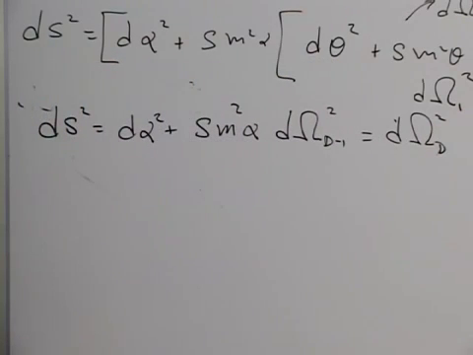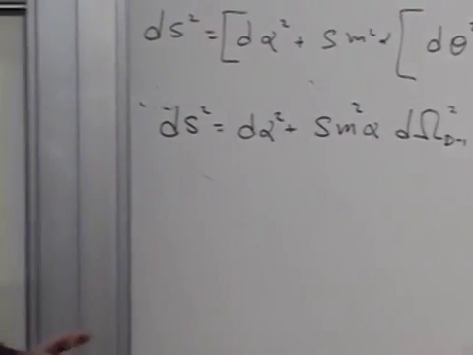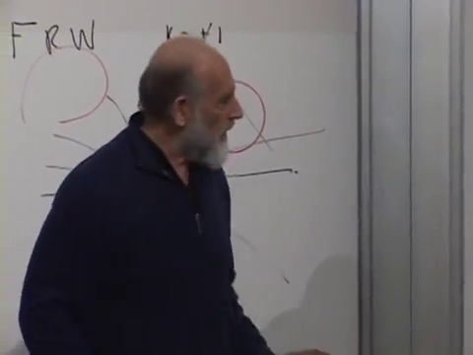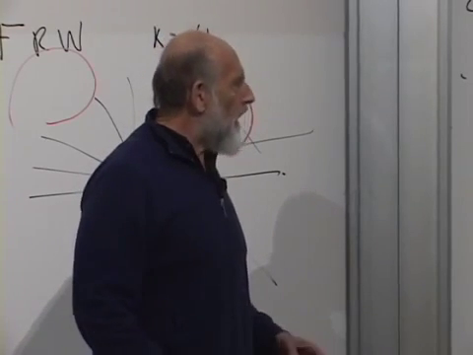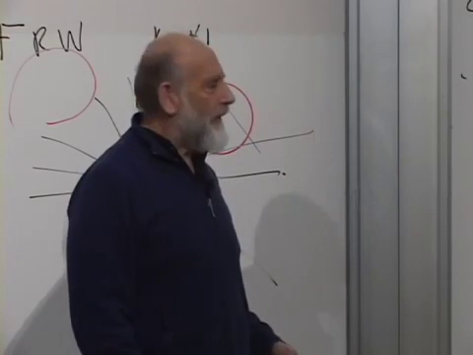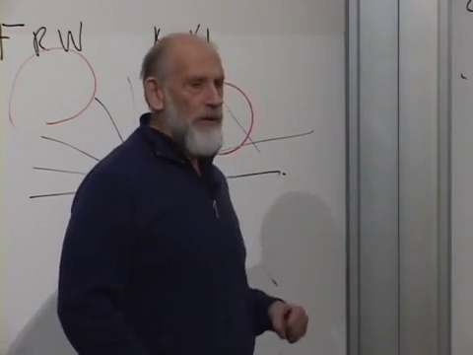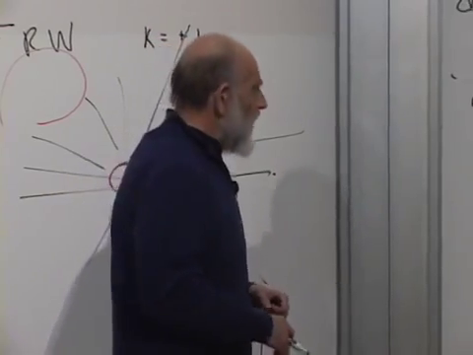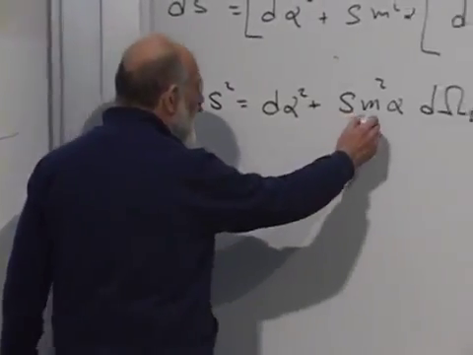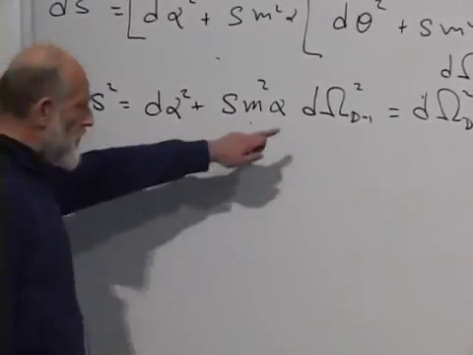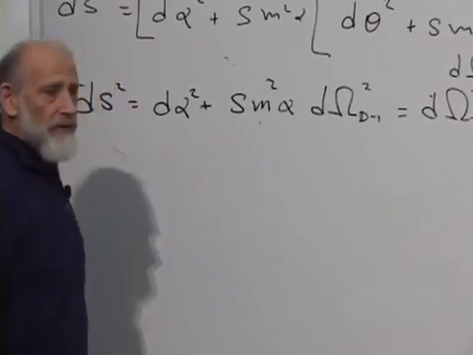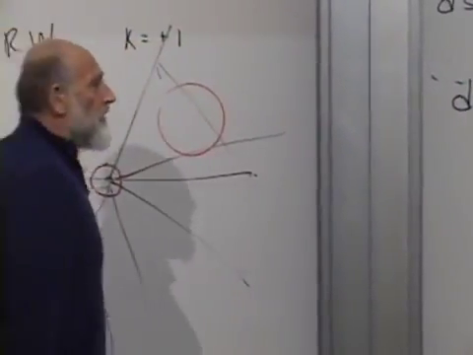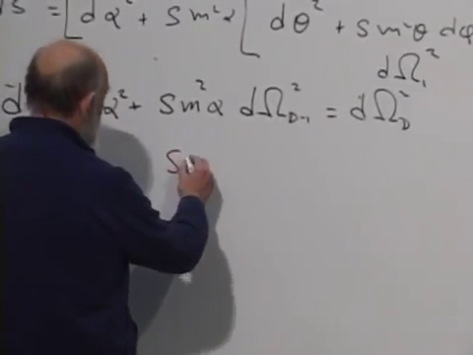The negative curved version is called the hyperbolic plane. What it has to do with hyperbolas, don't worry about. Maybe I'll get a chance to tell you. But the hyperbolic plane is the analog of the sphere with negative curvature. And I'll tell you very simply how to get it. You replace the sine of alpha. You don't change this, okay? But you change the sine of alpha to something else, the hyperbolic sine of alpha.